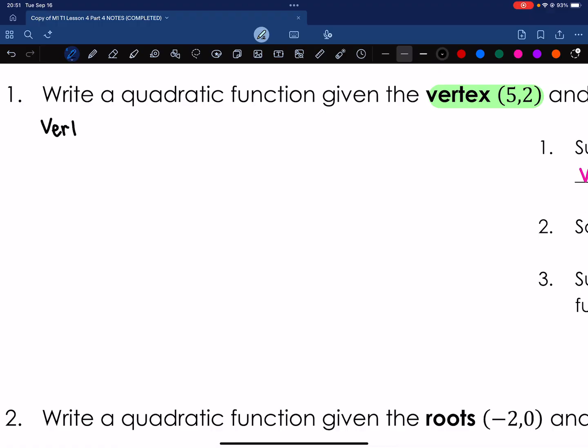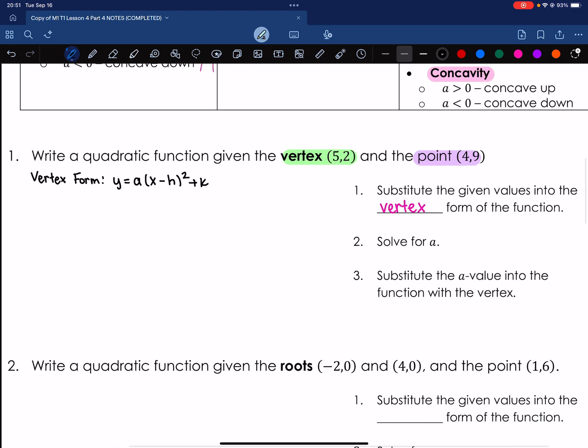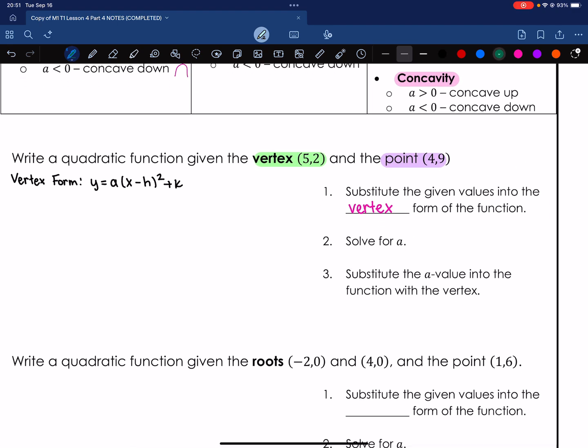I think it's helpful to write down the formulas. So vertex form: y equals a times (x minus h) squared plus k. What information were we given? We were given the vertex, which is our h and our k, and then we were given a random point. So the point is going to be our x and our y. What we need to do is plug these values in so that we can solve for a.